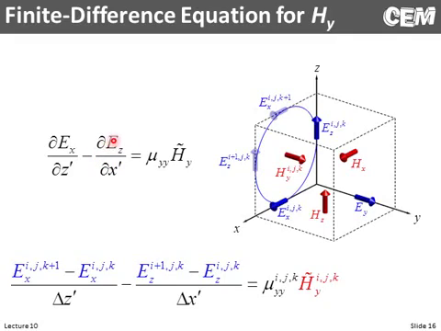Next derivative. The derivative of e sub z in the x direction. So let's come over here. We're taking a derivative in the x direction. We want electric fields surrounding it, so we grab these two. And we have the electric field from the next cell, in this case the next cell in the x direction, minus the electric field from the same cell, divided by the spacing delta x. So here's the electric field from the next cell, minus the electric field from the same cell, divided by delta x. And this finite difference also exists at the same point as h sub y.